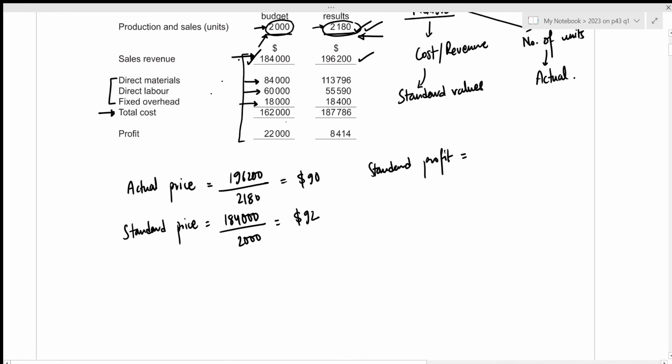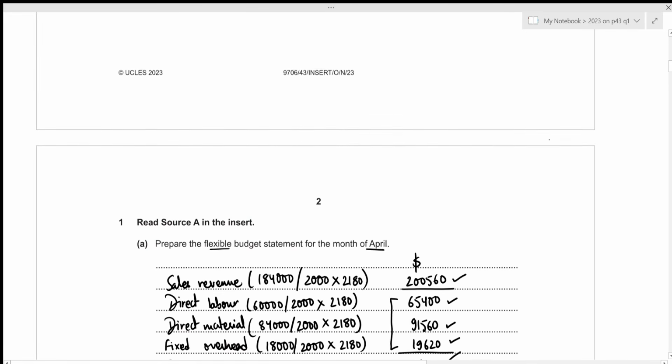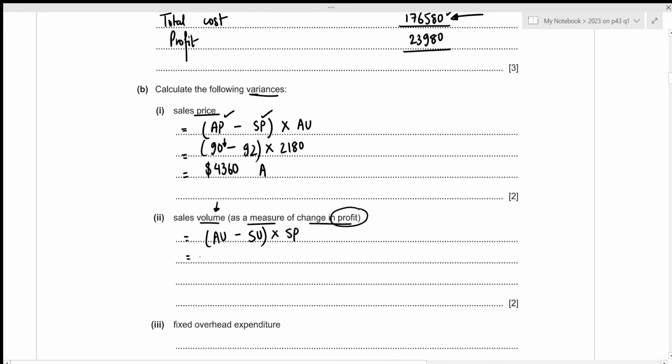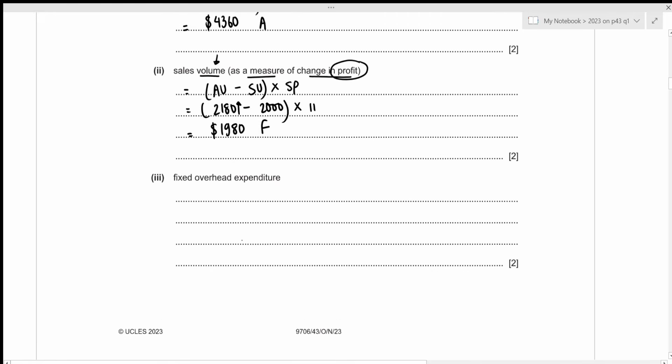The format is same, we just divide the standard profit by the units. That's the standard unit of 2,000. And this gives the standard profit of 11. Okay, and in this case, the actual units given is 2,180. The standard unit was 2,000. Then our standard profit is 11. This gives a positive value of 1,980, and since this is positive, this will be a favorable variance. That is also the case because our actual units sold is greater than what we anticipated for. So our total sales value will be higher.